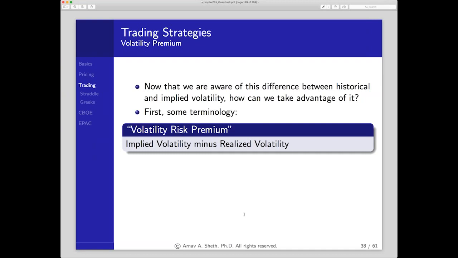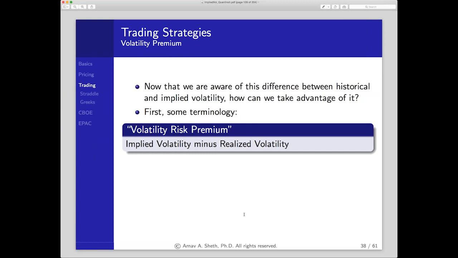And conceptually, since we're talking about an option that expires 30 days later, it is interpreted as the volatility that's expected by options markets for the next 30 days. So in other words, it is a way to estimate future volatility. Okay, so that's one way to think about implied volatility.